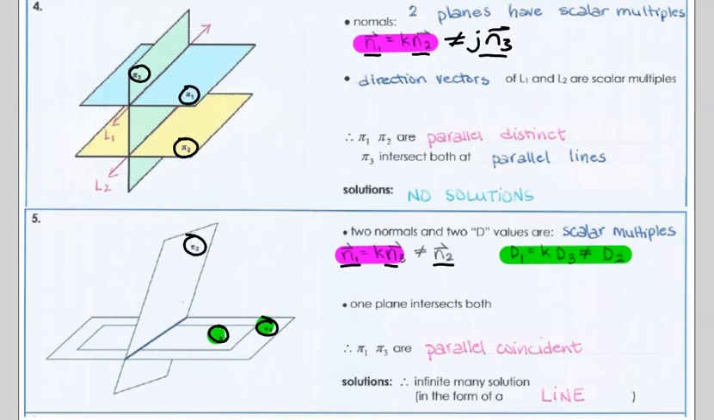Okay. Another way that you can distinguish between cases 4 and 5 is to check out the two parallel planes and make sure that they're not case 5, which means they're not coincident. You could always take a point on one plane and see if it exists on the other plane. And if it doesn't, that means it's case 4. They're actually distinct from each other.